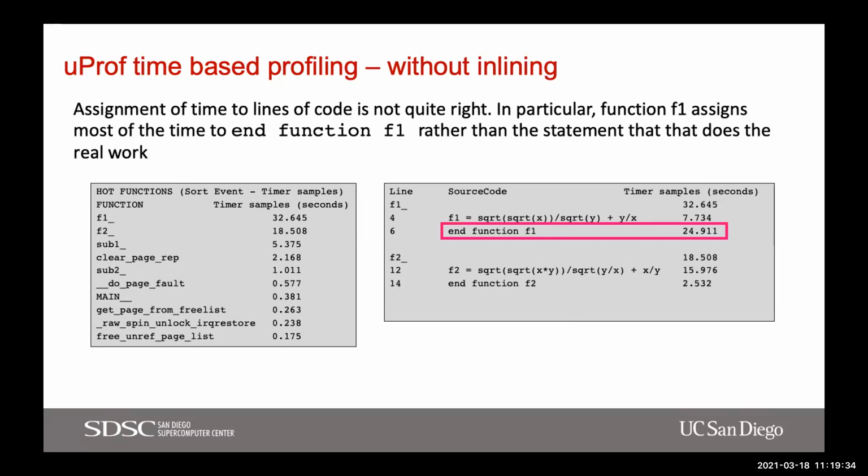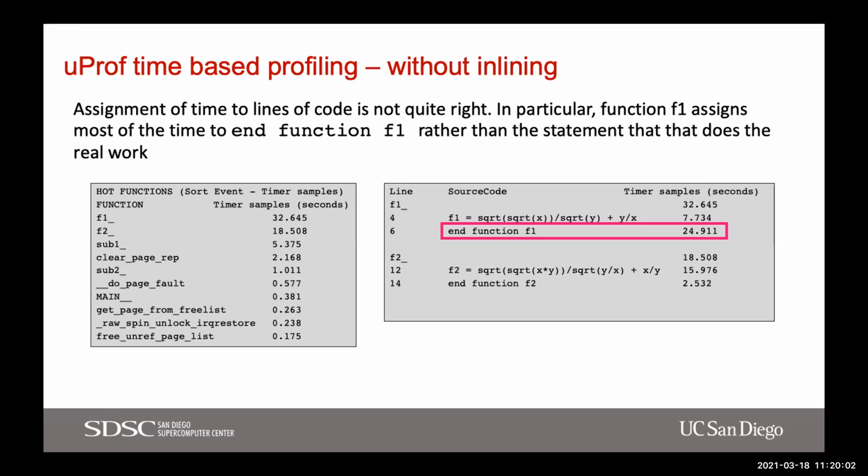Now, if I recompile the code and deliberately turn off inlining, then I'll see a breakdown of usage by the functions and subroutines. In the left panel, we'll see that F1 accounted for 32 seconds, F2 accounted for 18 seconds. You notice the runtime is a lot longer because we now have the function call overhead, and we weren't able to do the vectorization. We see a little bit of time associated with sub1 and sub2.